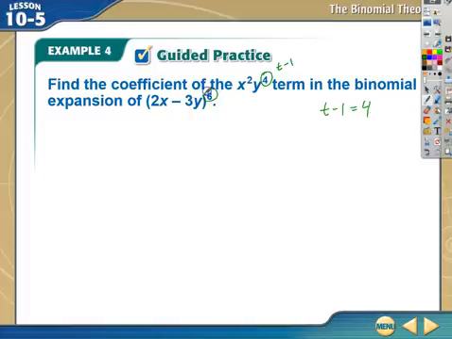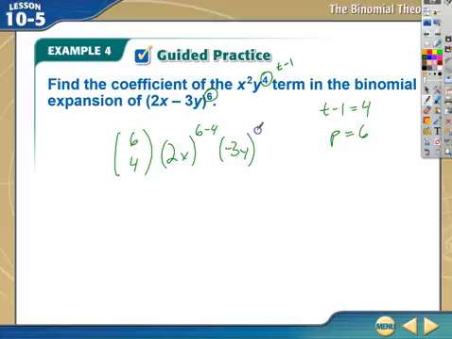My power is 6, and I just fill it out real fast. 6 choose 4, times 2x, excuse me, to the 6 minus 4 power, times negative 3y to the 4th power. Again, I stick a lot of this into the calculator, find out what it is. I get 4,860 x squared y to the 4th. So my coefficient is 4,860.